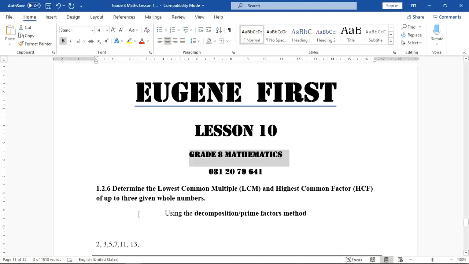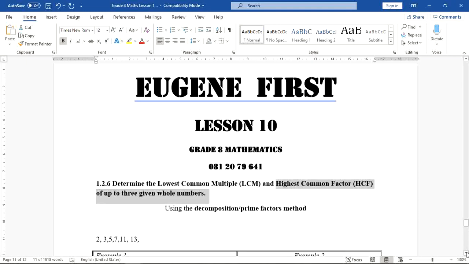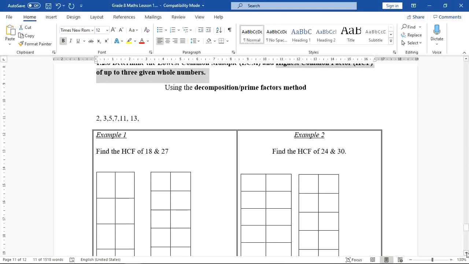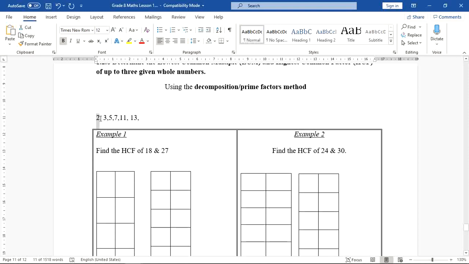Alright, in this lesson we are going to find the highest common factor using the method of decomposition, or using the prime factor method. This method will require you to know the first prime factors, at least the first 4 or the first 5.